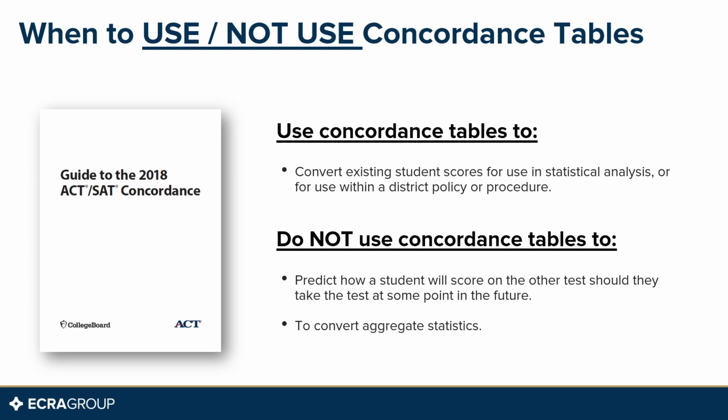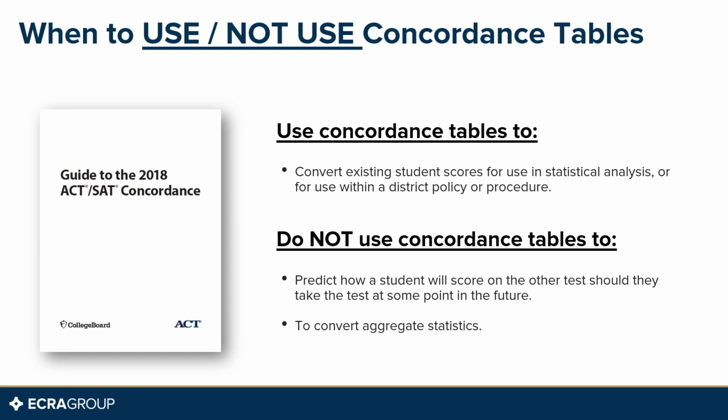And so the important part to understand about that is there are cases when to use and not to use concordance tables. We'd like to use concordance tables to convert existing student scores for use in statistical analysis or for use within a district policy or procedure. So if you think about the existing scores that you have on students on the SAT, you can go ahead and convert those to the ACT scale and then use those in longitudinal analysis or to administer other policies and procedures. And that's really what concordance tables were designed to do.